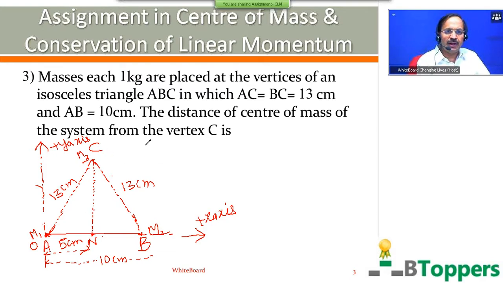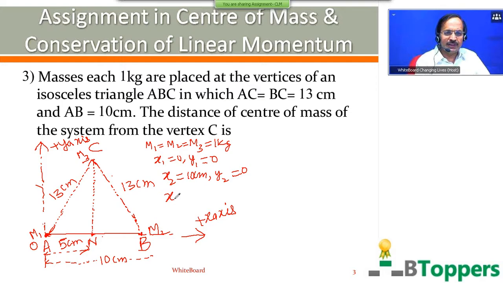So for the first mass, all the three masses are equal here. Each mass equal to 1 kg. The first mass is at the origin, therefore x coordinate is 0 and y coordinate is 0 for the first mass. Second mass lies on the x-axis, a distance 10 centimeters from origin. So x coordinate for the second mass is 10 centimeters, y coordinate for the second mass is 0.